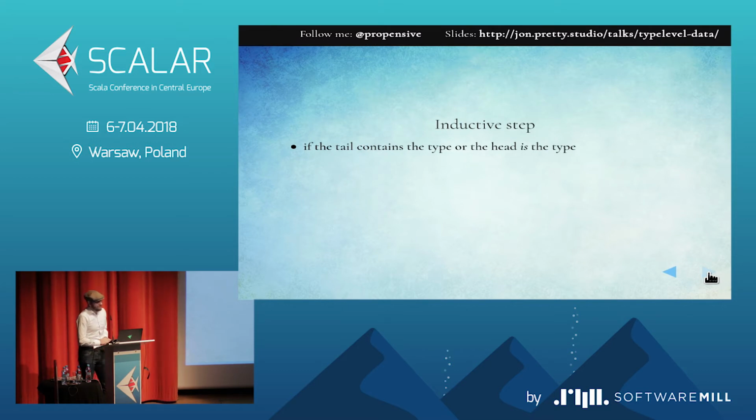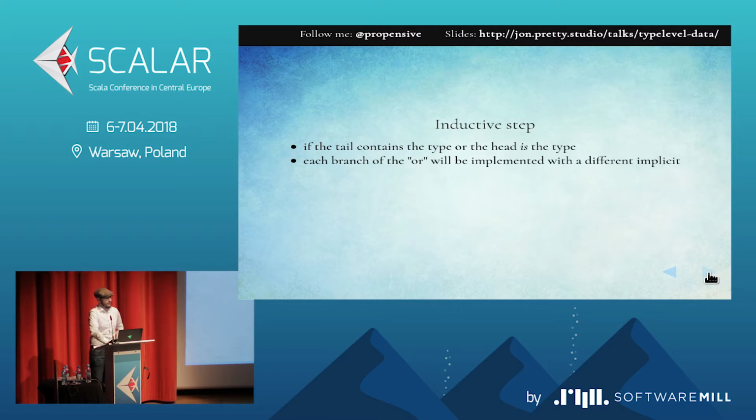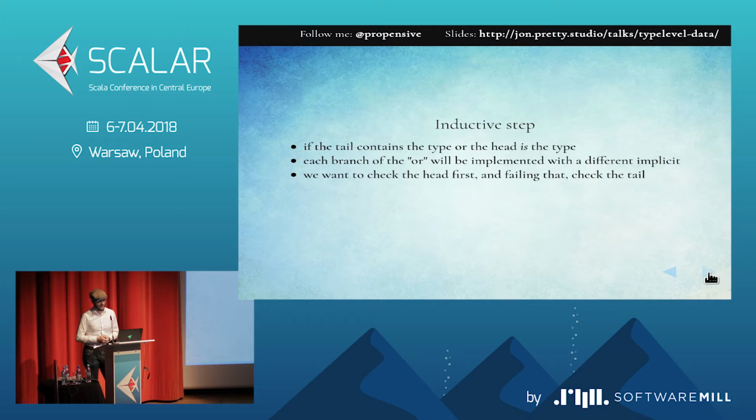So we want to check if the tail contains the type or the head literally is the type. And we have to deal with an or here. We've got two alternatives, and we're going to use different implicits for dealing with each of them. This is something we have to do when we're working with implicits because we don't have the syntax to say this type or this other type. Let's say we'll check the head first. Seems a reasonable thing to do. And if that fails, we will check the tail.